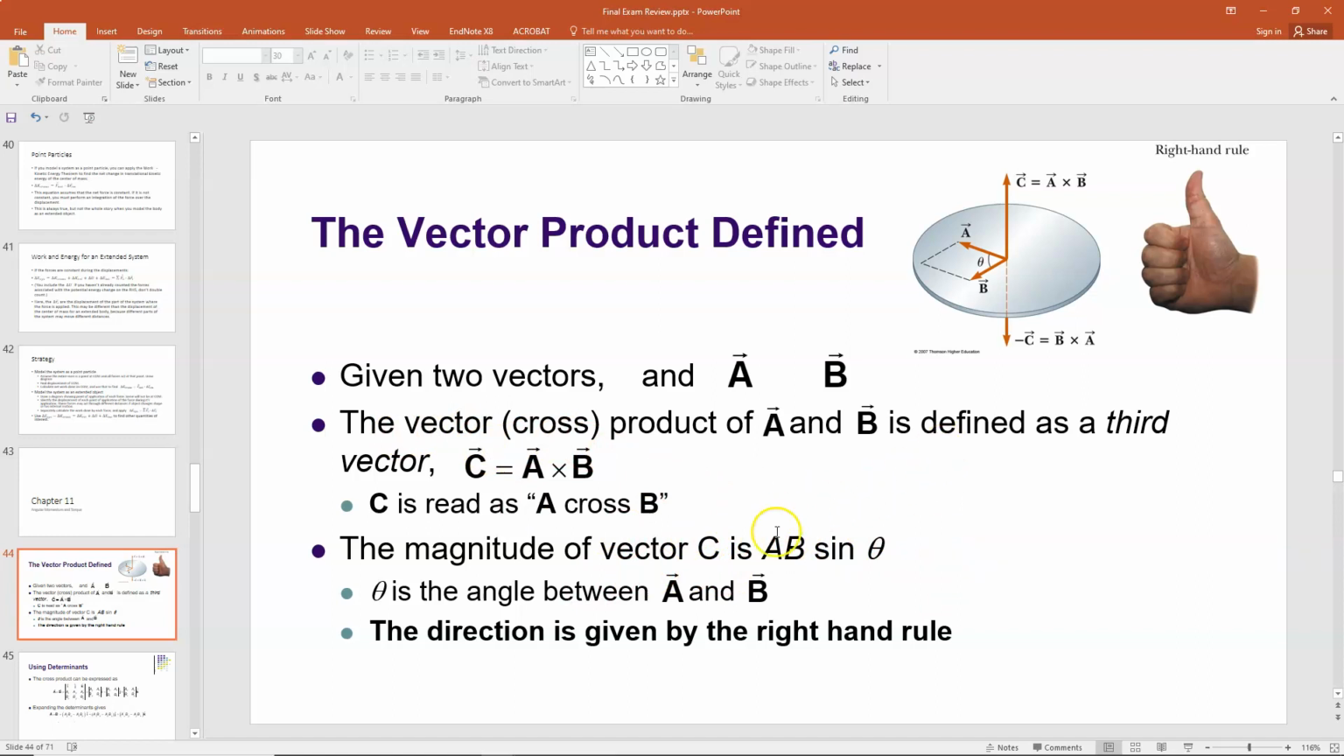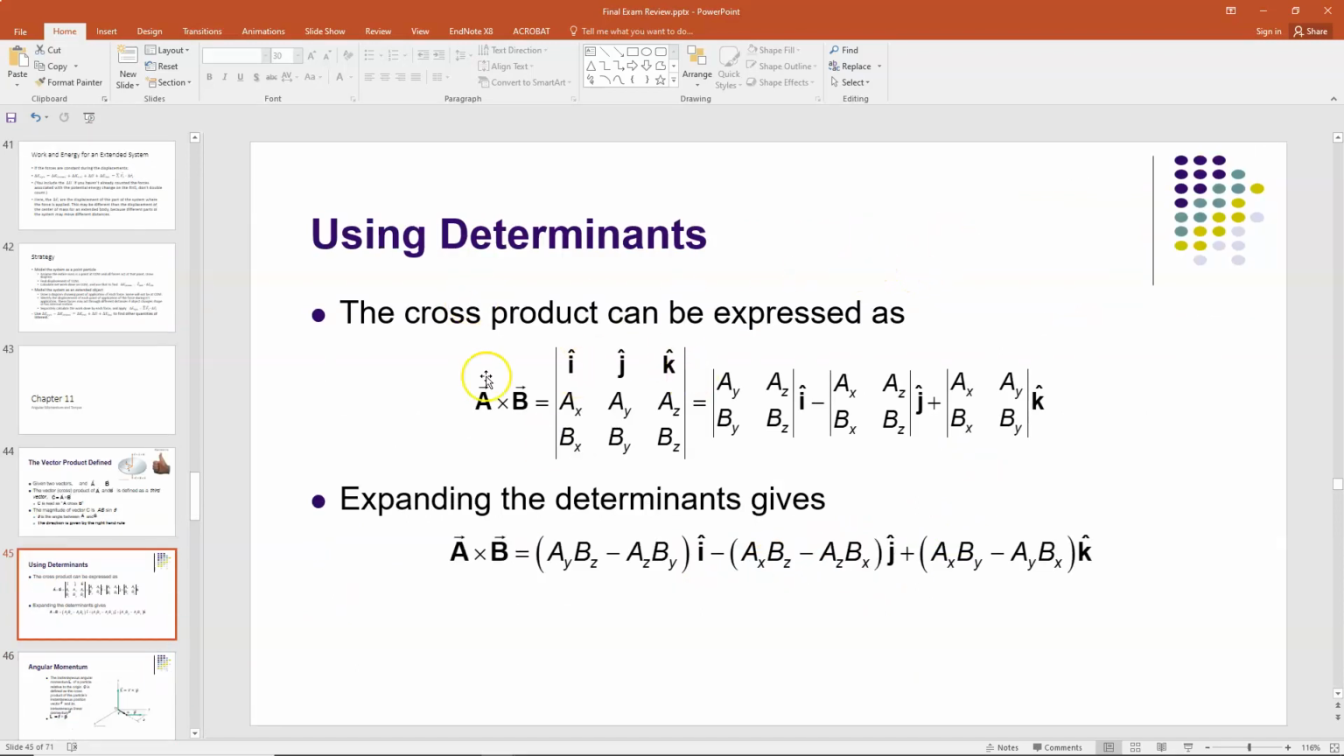equal to A cross B would be AB sine of theta, where theta is the angle in between A and B. Now, another way to find the cross product is to use determinants for the 3x3 matrix. We discussed that in class. Okay, so you might need to know how to do that.